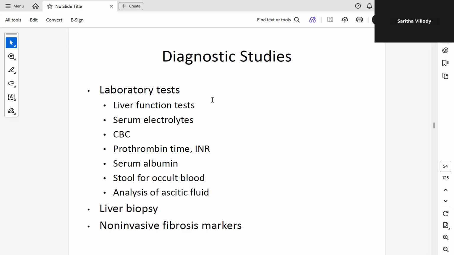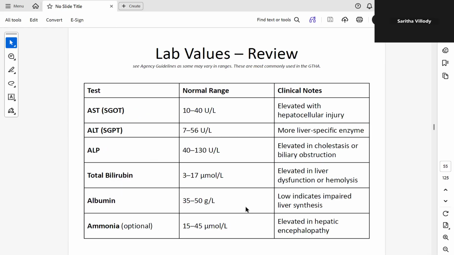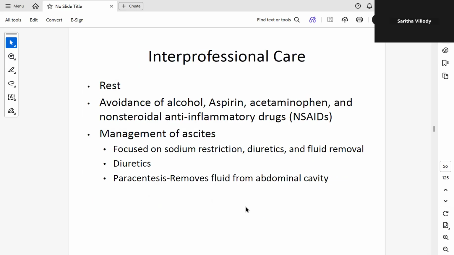Total serum protein and albumin, all of that will be reduced. Prothrombin time, INR, all will be elevated. When we do CBCs, we see thrombocytopenia, leukopenia, and anemia. Stool for occult blood could be positive if there is GI bleed. So, definitive diagnosis of liver cirrhosis is liver biopsy. That is the only way to find out how much liver cell damage has happened. So, that is the gold standard for diagnosis of liver cirrhosis. So these are the lab values, go through that.